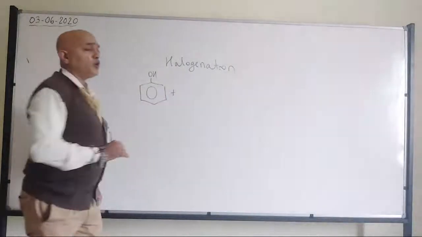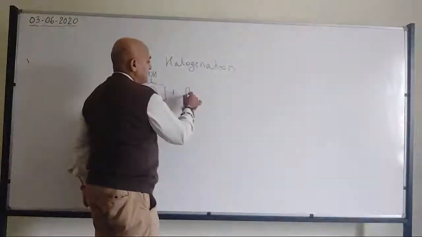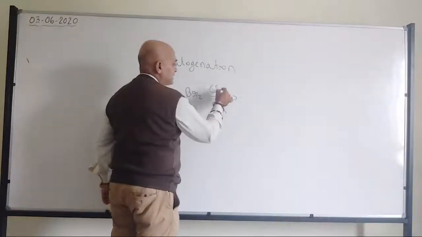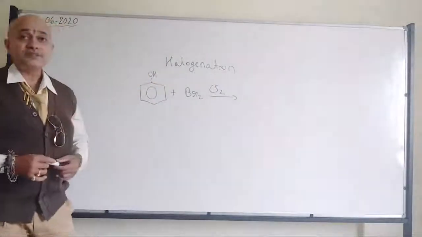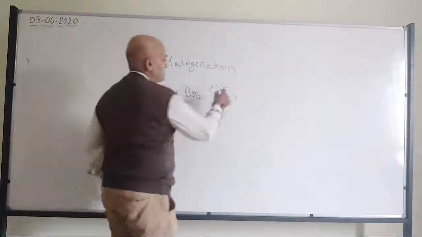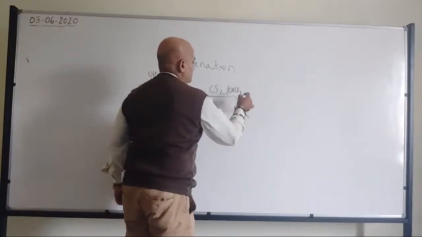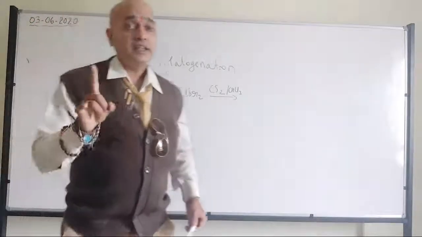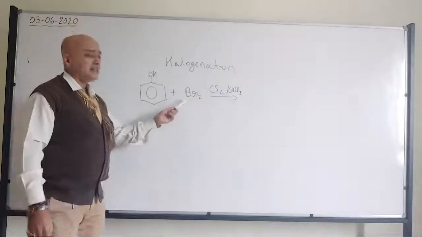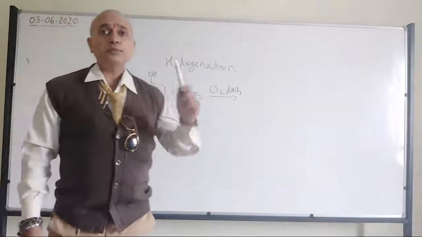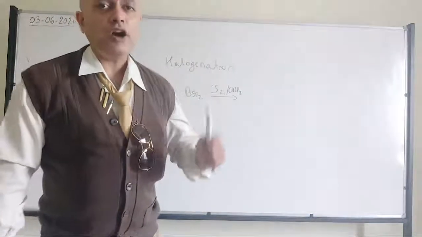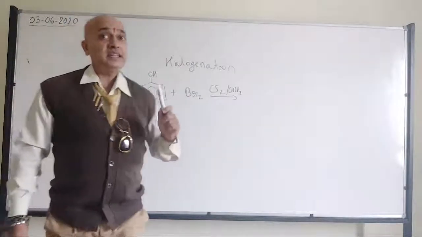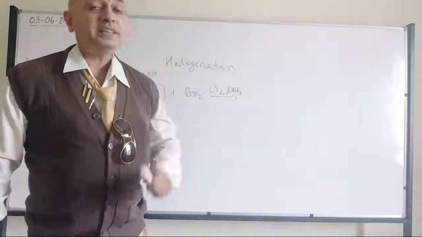If I want to go with bromination, I can use bromine dissolved in organic solvents like carbon disulfide or chloroform, CHCl3, not bromine water. I am not talking about bromine water here. I am talking about just bromine in a non-polar organic solvent like carbon disulfide or chloroform. You should remember this condition. You can expect the question.